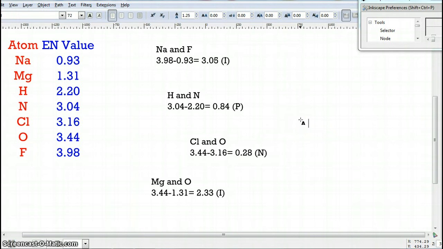All right. Hopefully from this lesson, you recognize now how you can determine whether something is ionic or covalent, and in particular, if it's nonpolar or polar covalent.